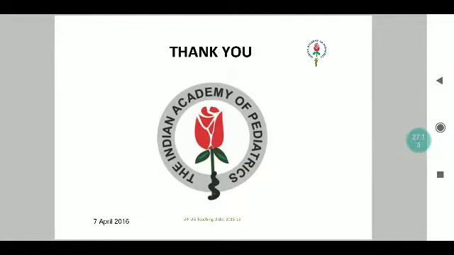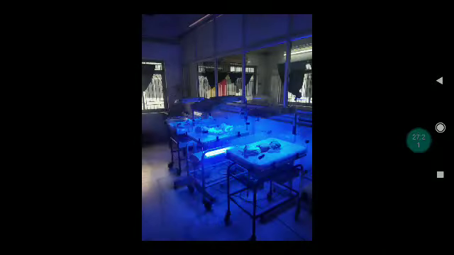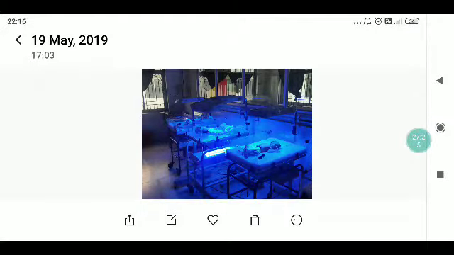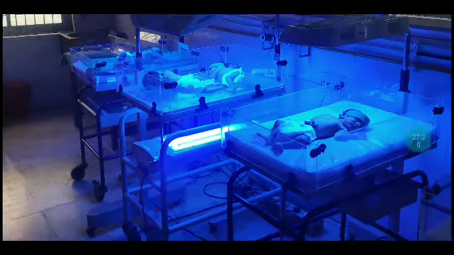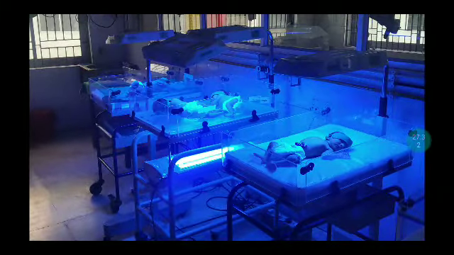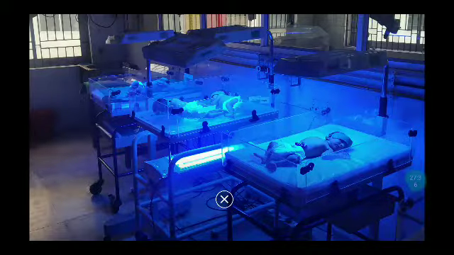Before concluding the presentation, I'll just show an image of a baby in phototherapy, so we'll have a better understanding with that. Now what you see here is a phototherapy unit. Now we have the overhead phototherapy device. The reason I put this image is you can see both double surface as well as single surface phototherapy units simultaneously.